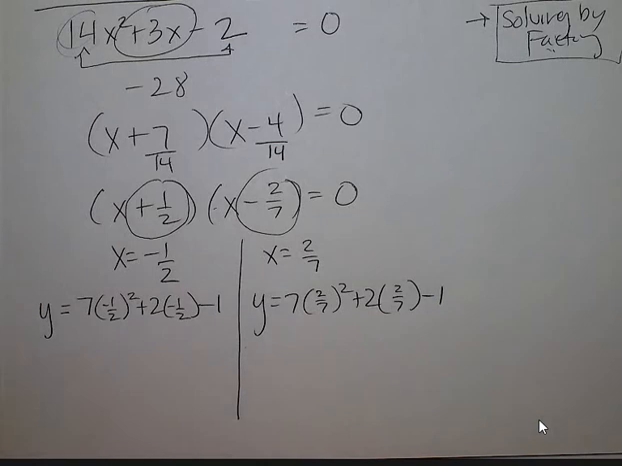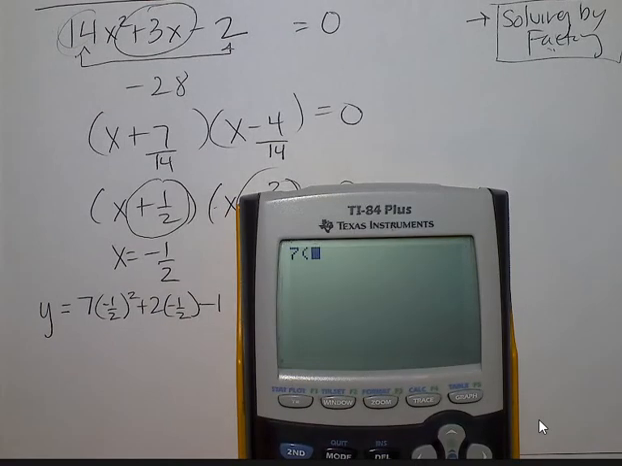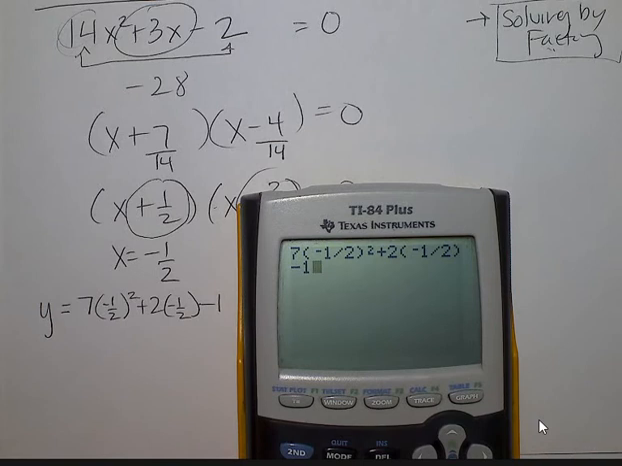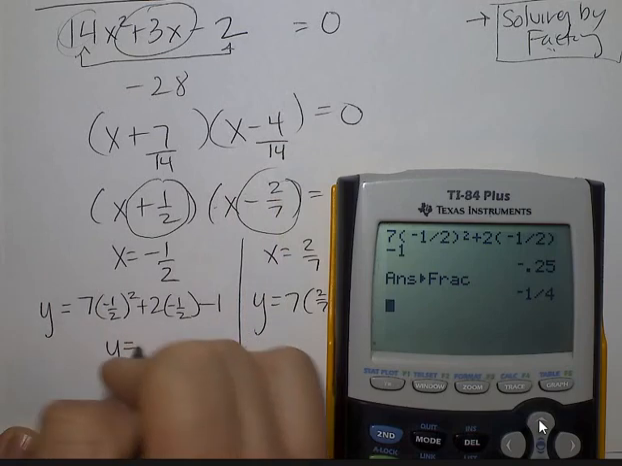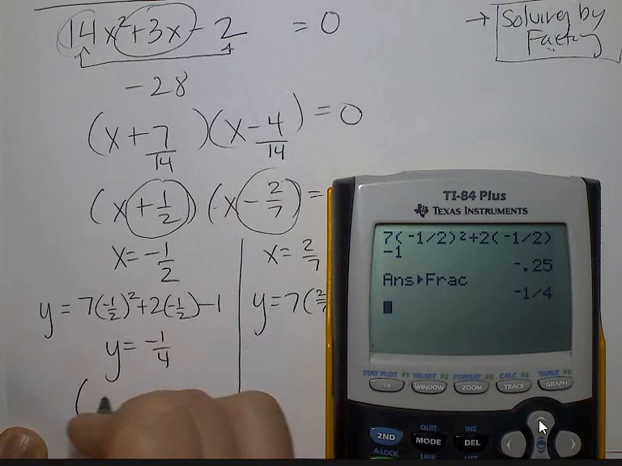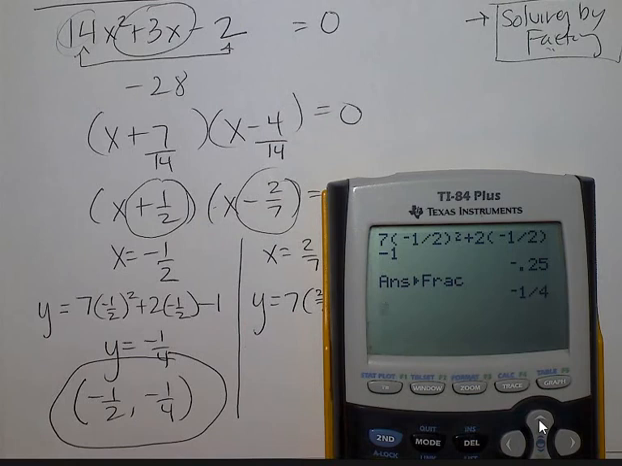Now I'm going to grab the calculator and let the calculator do the hard work. So I'm going to plug this in: 7 times the quantity negative 1/2 squared, plus 2 times the quantity negative 1/2, subtract 1. If need be, I'll put the answer back into fractional form. And this y value that corresponds to x equals negative 1/2 is negative 1/4. Written as an ordered pair, this is the first intersection point, or solution, to the system of equations.